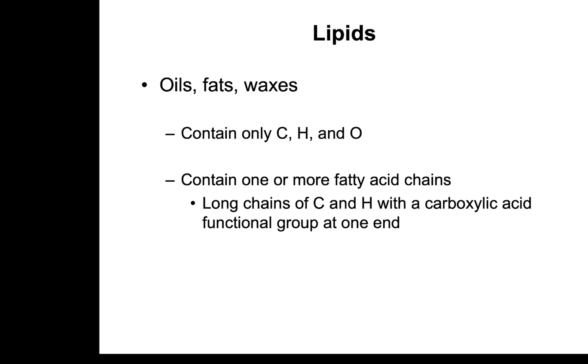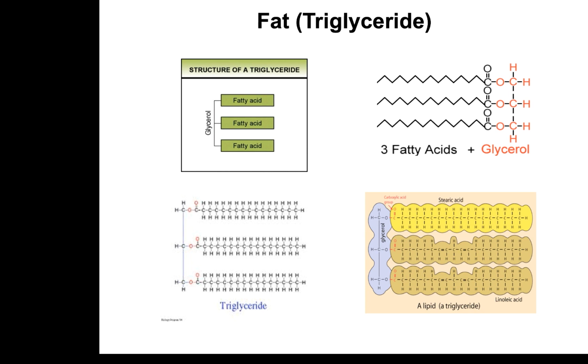In the case of fat, oil or wax, they contain only carbon, hydrogen, and oxygen. Fat contains one or more fatty acid chains, which are long chains of carbon and hydrogen with a carboxylic acid functional group at one end. So let's look at the chemical structure of fat or oil or wax. Look at the structure of triglyceride. Can you see the glycerol backbone? You can think of this vertical line as the glycerol backbone.